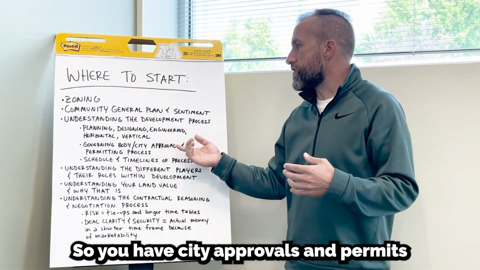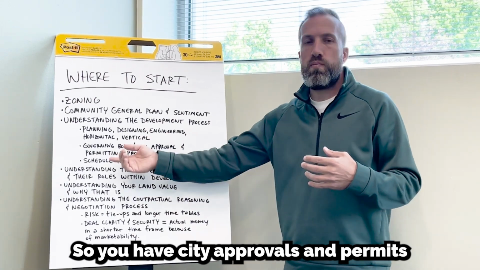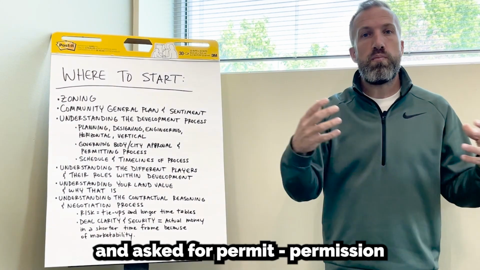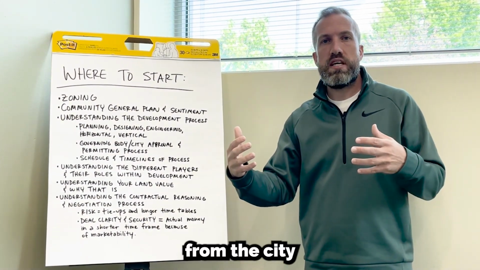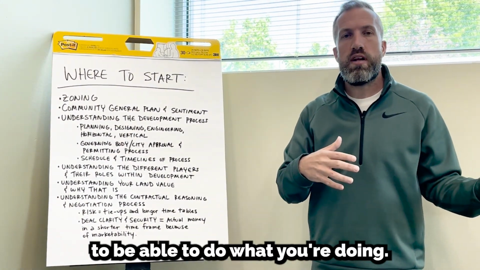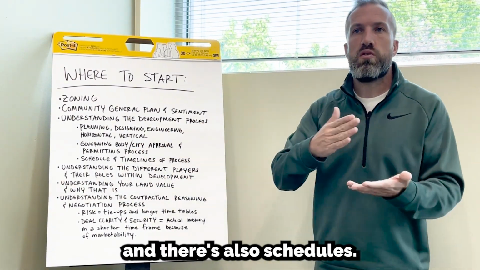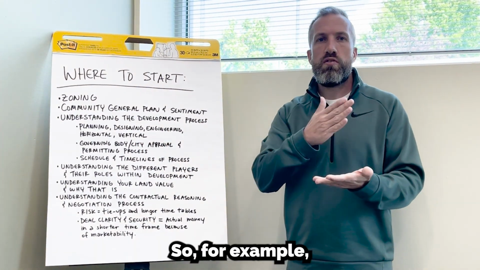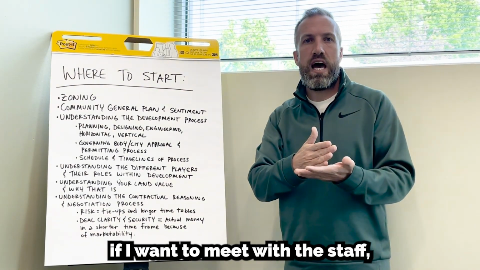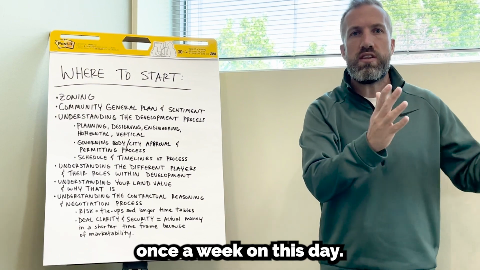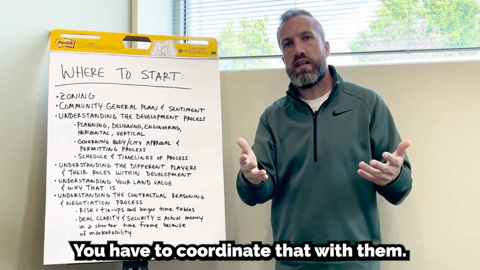So you have city approvals and permits that are going to be needed, and asking for permission from the city to be able to do what you're doing. Well, there's fees tied to those approvals, and there's also schedules. So for example, if I want to meet with the staff, they're like, well, we only meet regularly once a week on this day. You have to coordinate that with them.